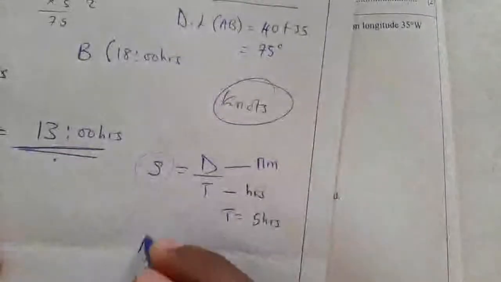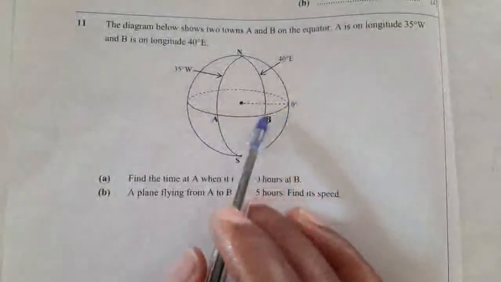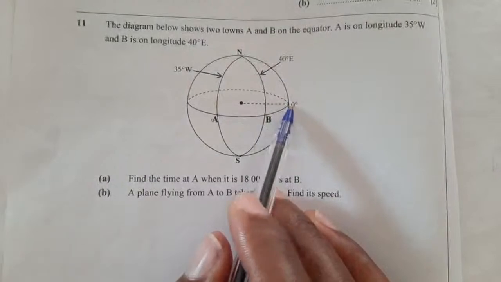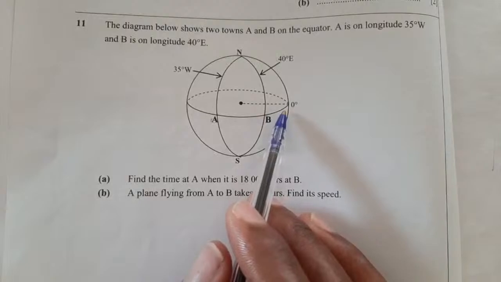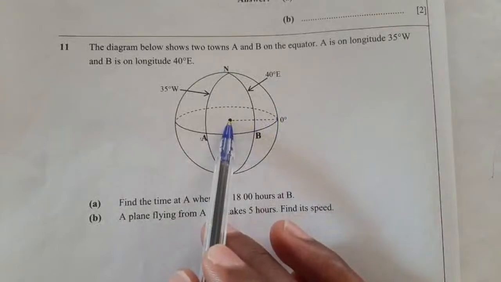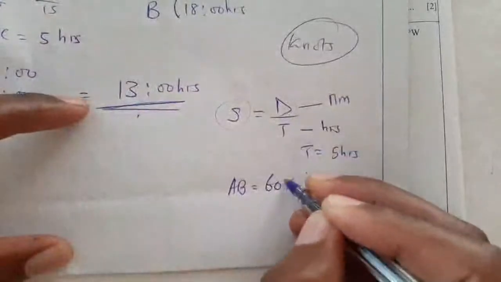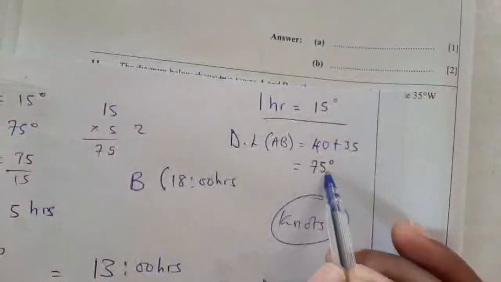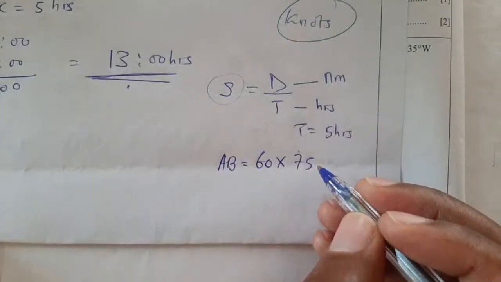Now the distance of AB. A and B are situated on latitude 0 degrees, which is the equator. The equator is the same as a great circle, meaning its radius is the same as that of the Earth. So for us to find distance in nautical miles, we'll just say 60 times the difference in longitudes. The difference in longitudes we found as 75. So 60 times 75. I hope you're getting it there.